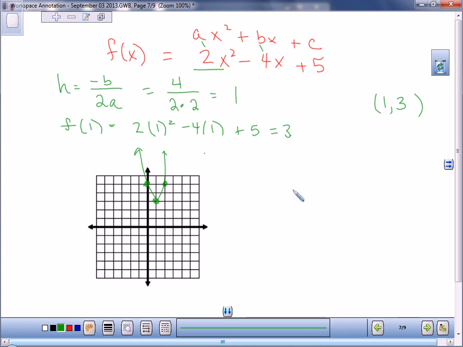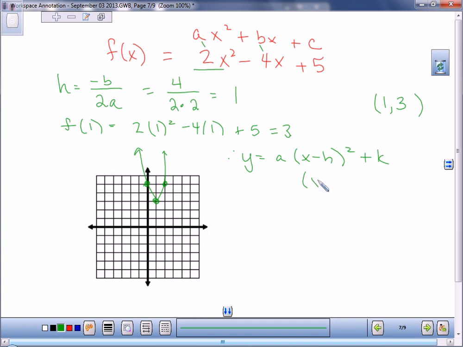So let's see if we can now write the equation in vertex form. So remember, vertex form is y equals a times x minus h squared plus k. Do we know our h and k? Yeah, 1 and 3. So it's going to be x minus 1 squared plus 3.